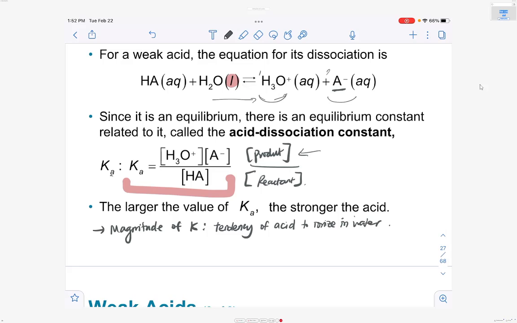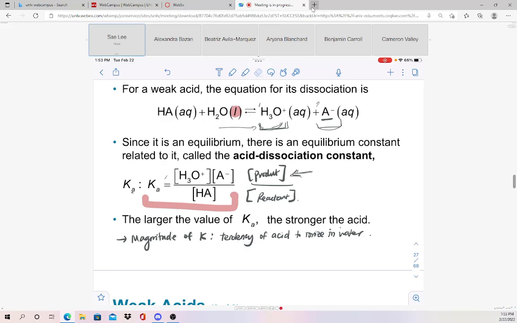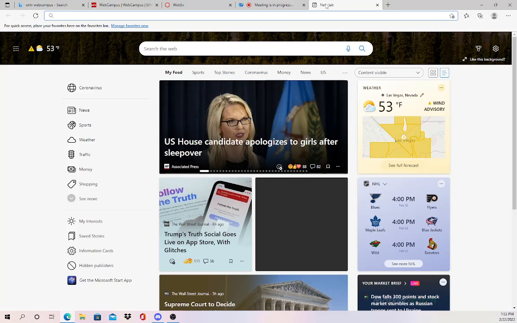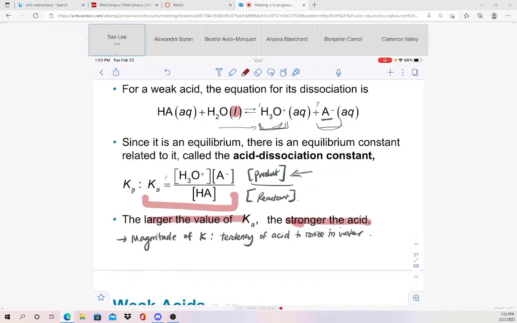The reason a larger Ka value indicates a stronger acid is because a stronger acid will have a high dissociation rate. It will have a high concentration of products, meaning a higher value in the numerator, so the Ka value is going to be higher. So a larger Ka value is associated with a stronger acid, with stronger ionization, more ionization.